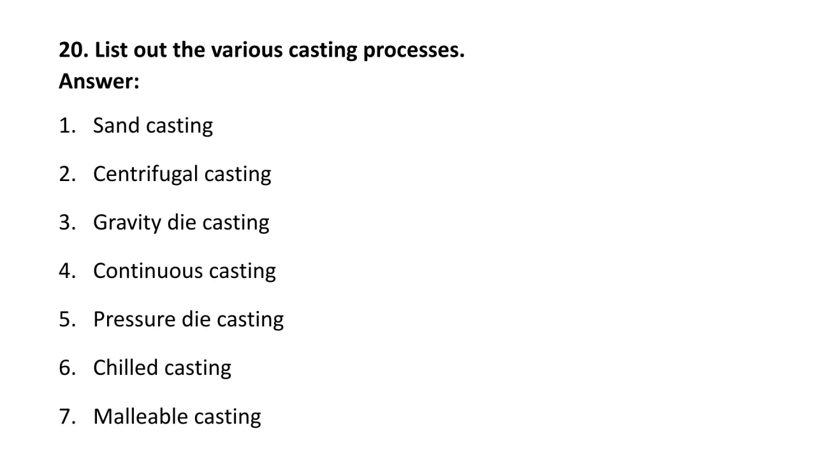Next question, list out the various casting processes. The answer is sand casting, centrifugal casting, gravity die casting, continuous casting, pressure die casting, chilled casting, malleable casting. These are nothing but different types of casting processes.